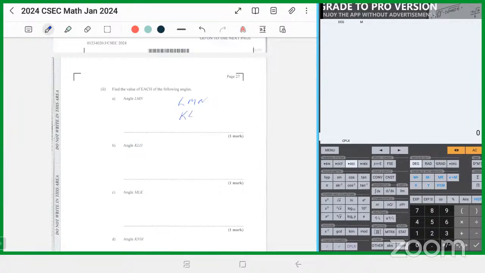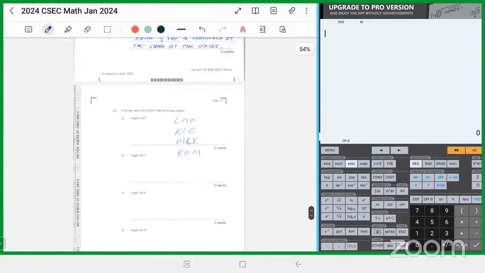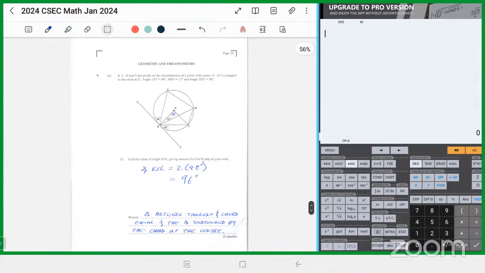Then we need MLK, MLK. Then we need KNM, KNM. So those are the four angles we want. Let's just put this on the next page, work them out, and then we're going to come and put them back down here. So let's paste them over here. We're just going to work them out, write them in, and then paste them down. So let's just work them out here first.